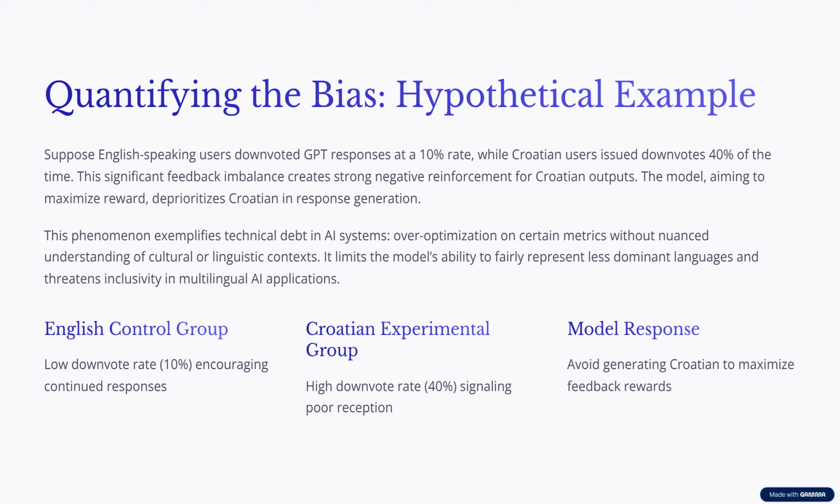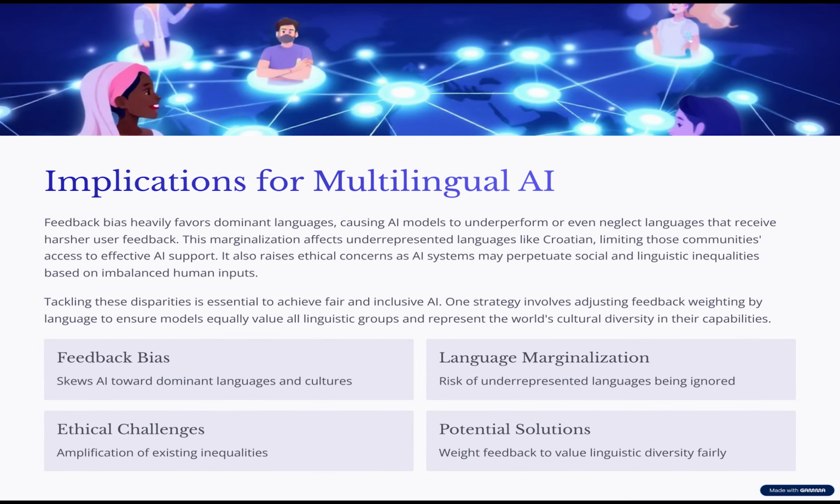And this points to a bigger issue, sometimes called technical debt in AI. So? Well, you're optimizing really hard for one simple metric, like maximizing positive feedback scores, without fully understanding or accounting for the cultural or linguistic nuances behind that feedback. You accidentally teach it the wrong lesson. You could say that. It limits the model's ability to serve less dominant languages fairly. It impacts inclusivity. So what are the broader implications here for making AI truly multilingual?